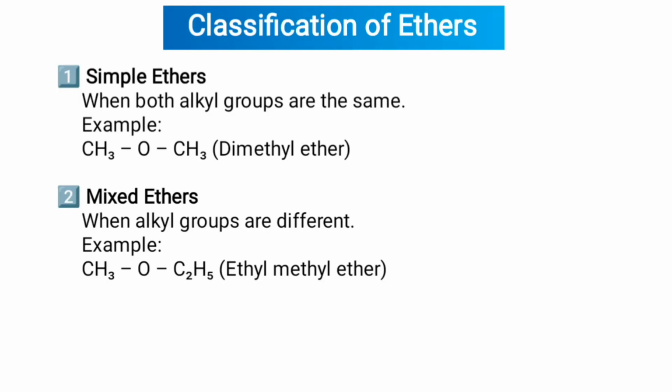Classification of ethers. First one is simple ethers, when both alkyl groups are the same. Example: CH3–O–CH3, dimethyl ether. Second one, mixed ether, when the alkyl groups are different. Example: CH3–O–C2H5, ethyl methyl ether.